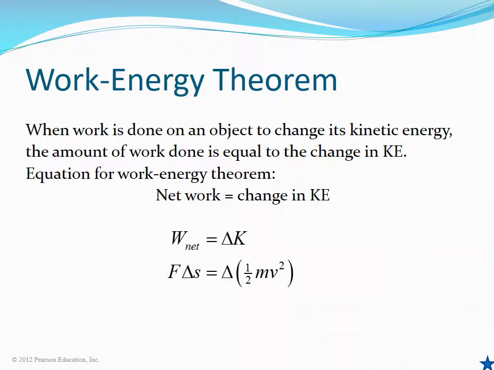When work is done on an object to change its kinetic energy, the amount of work done is equal to its change in kinetic energy. The equation of the work-energy theorem is: the net work done is the change in kinetic energy. Work is force times distance, and the change in kinetic energy is the change in 1/2 times the mass times the speed squared.